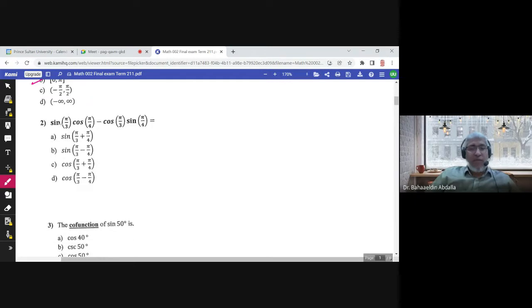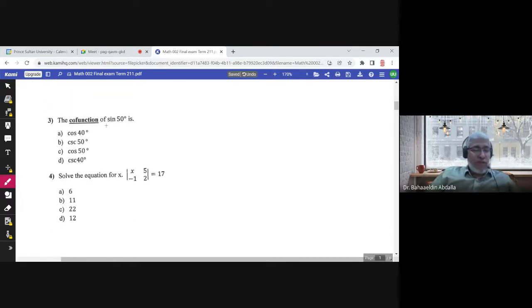This form, sine alpha cosine beta minus cosine alpha sine beta, we studied in section 6.2, sum and difference formulas. This is equal to sine of alpha minus beta. So it is in fact sine of pi over 3 minus pi over 4.